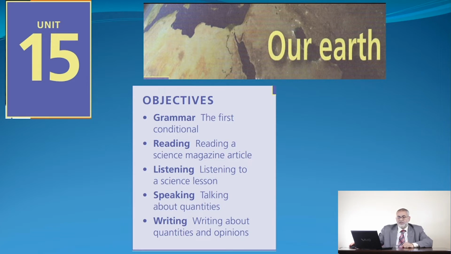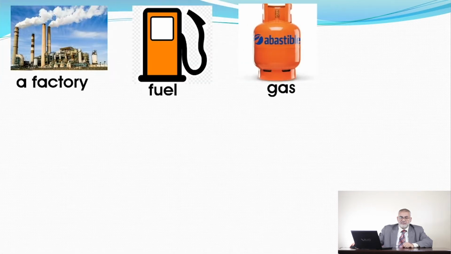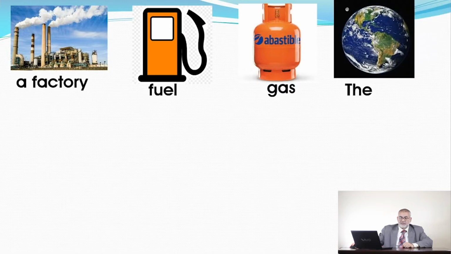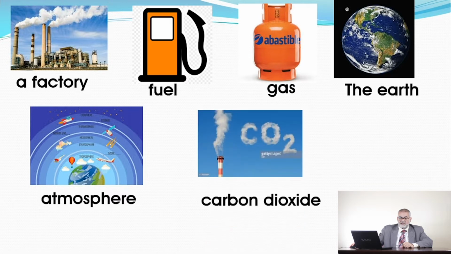إزاي أعبر عن الكميات. And at the end of the unit, في نهاية الوحدة, we are going to learn how to write about quantities and opinions. So, in this lesson 1, we are going to take this vocab. The first one is a factory. Factory. Fuel. Gas. The earth. Atmosphere. Carbon dioxide.